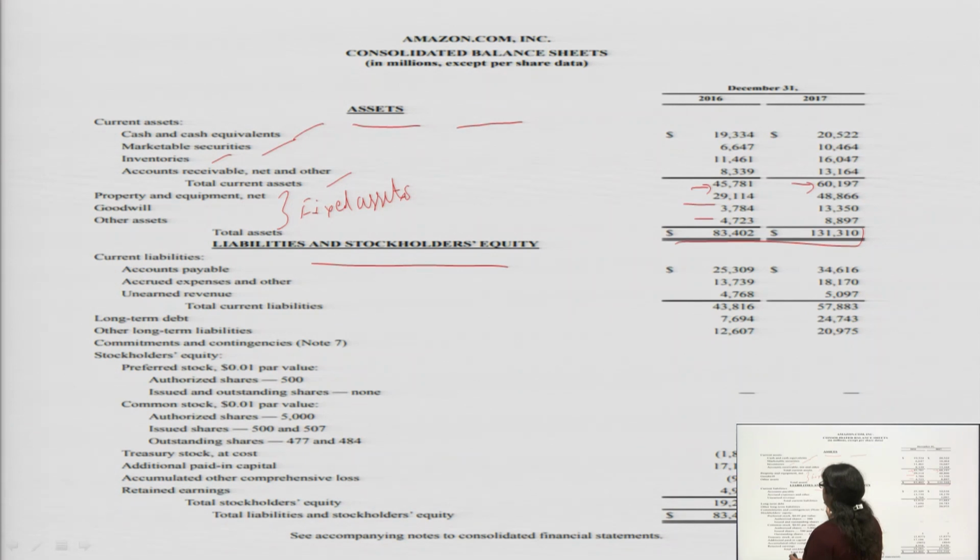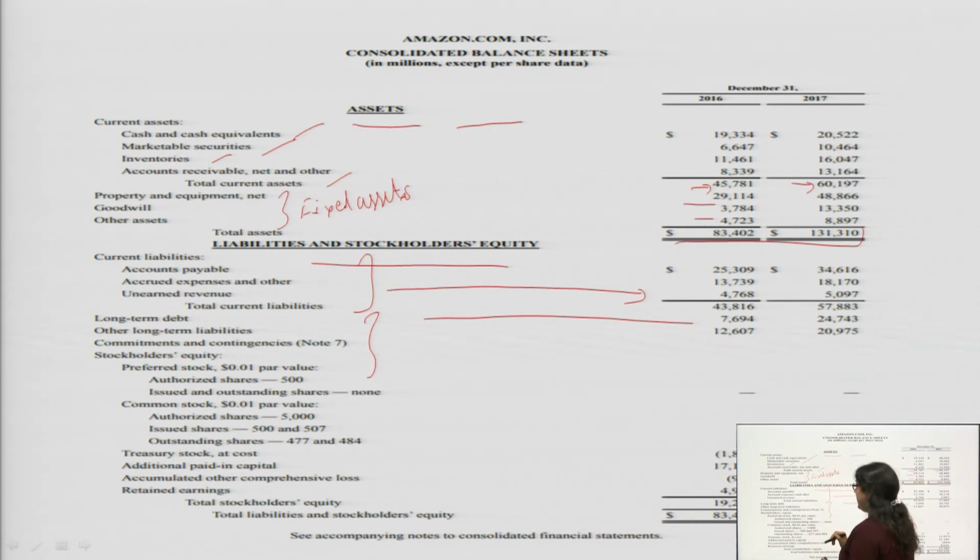Similarly, we have the current liabilities here, the total of current liabilities, your long term and other long term liabilities, and as you can see, the stockholders' equity is divided according to the shares. Preferred stock means your preference shares. It is mentioned that 500 shares were there, and common stock was this, the outstanding shares were this. Treasury stock, additional paid up capital, accumulated other comprehensive loss, retained earnings, the total of stockholders' equity. So, this is the total of the assets.